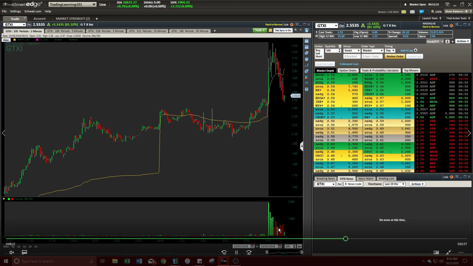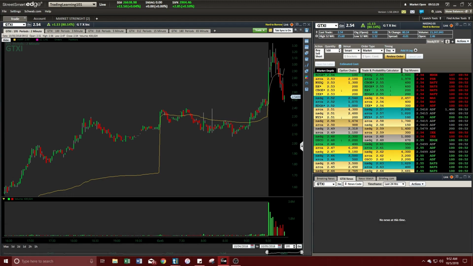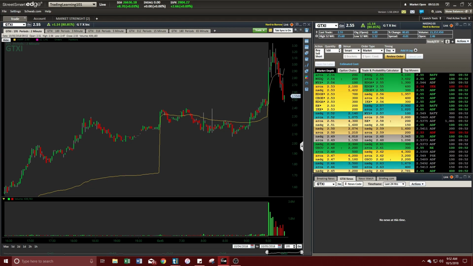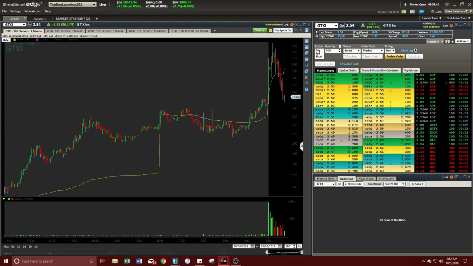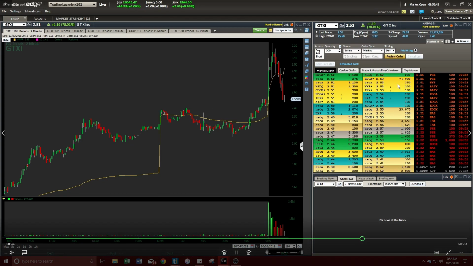You could see here on the volume bars the selling increasing. This is down now pretty much almost $1 from where it opened. You got a big seller popping up right there on the ask.